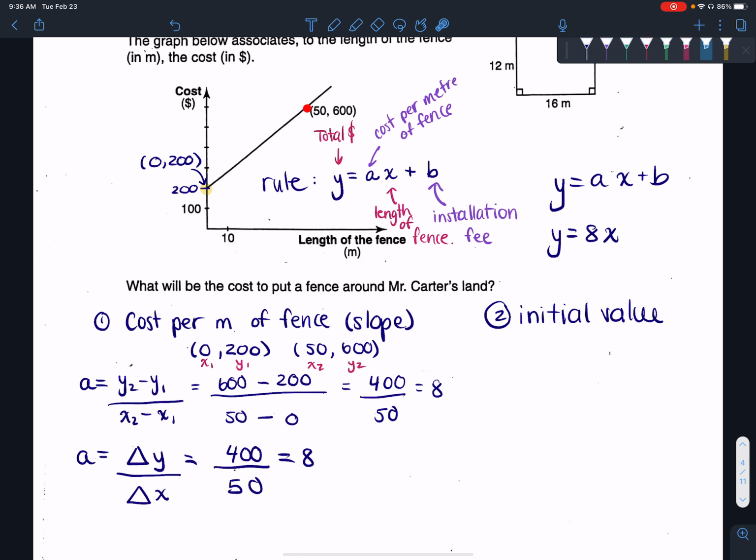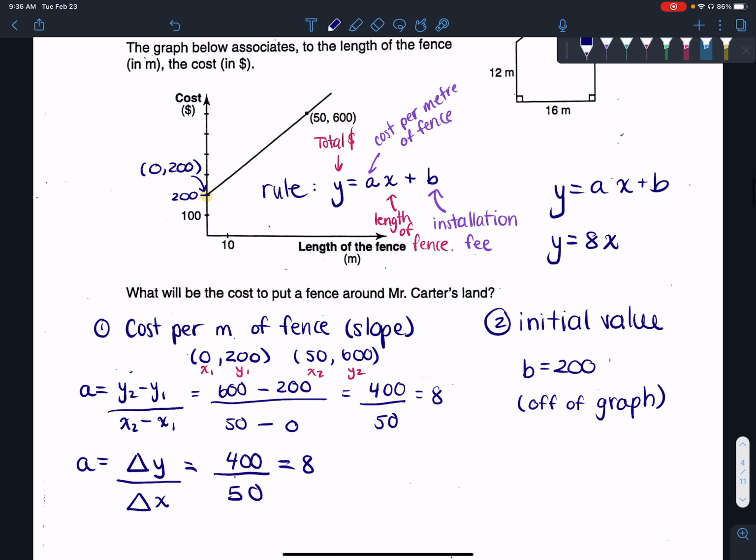This is something that you can read right off the graph. The line crosses the y-axis at 200, which means b equals 200, and you pulled that off of the graph. And now we have our b value. So the rule is done.